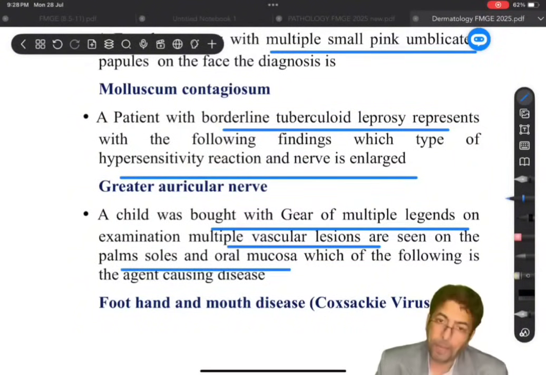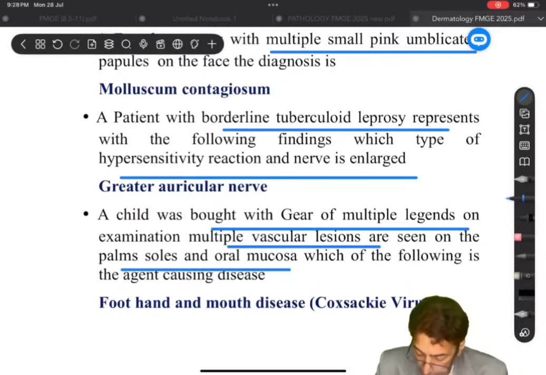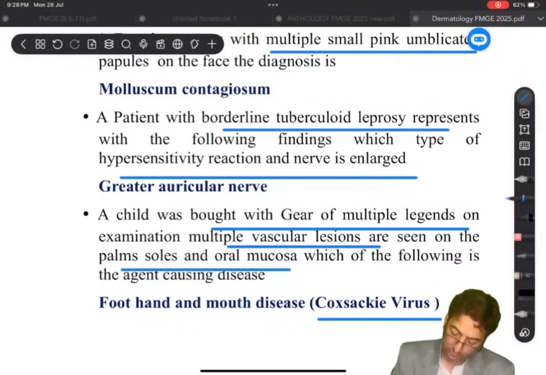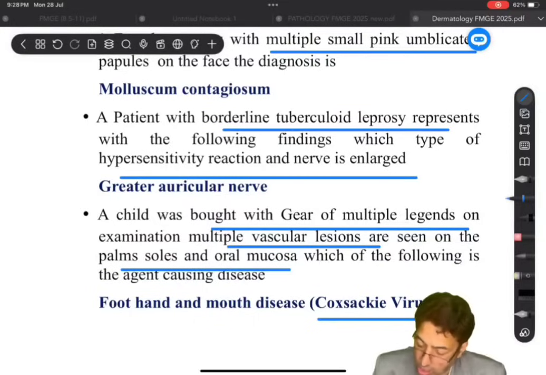Which is a disease? Basically, this disease is the hand, foot, and mouth disease, and it is caused by a virus, Coxsackie virus. This is very important. And hand, foot, mouth disease has been asked recently.